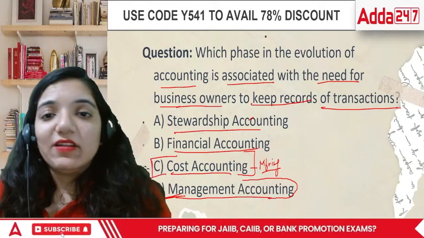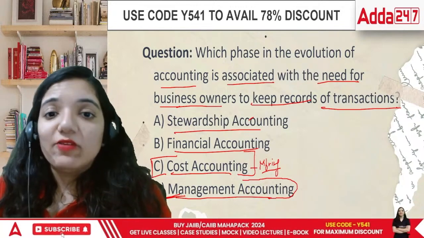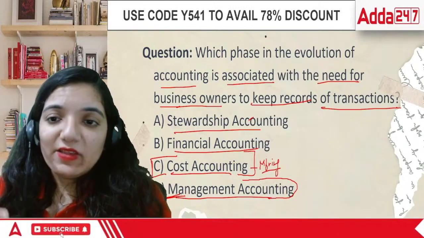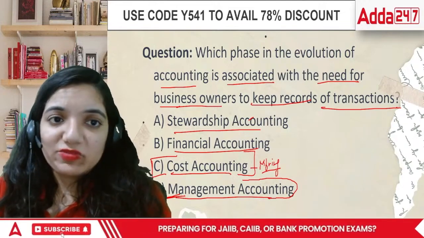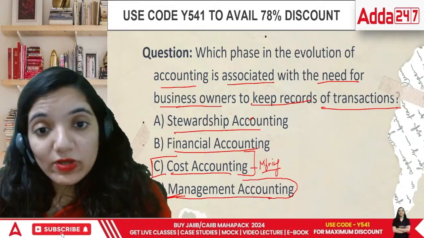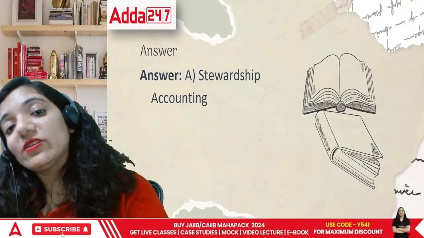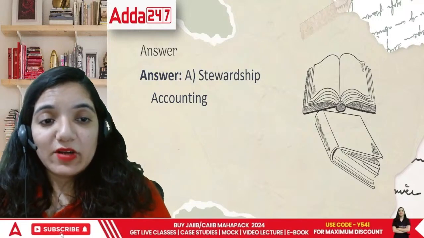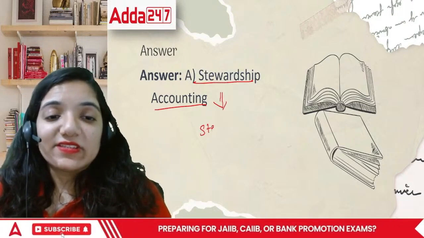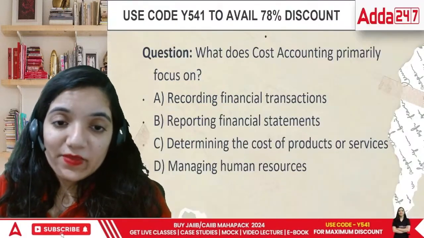Okay. So now let's talk about which phase in the evolution of accounting is associated with the need of owners to keep records. They wanted to keep the records of their transactions because obviously human mind is very limited. I cannot note down everything. To note down everything, I need to have proper records. That means the first one, the initial starting, was stewardship accounting. At that point of time, there were no accountants, there were stewards. Okay? There were stewards at that point of time.